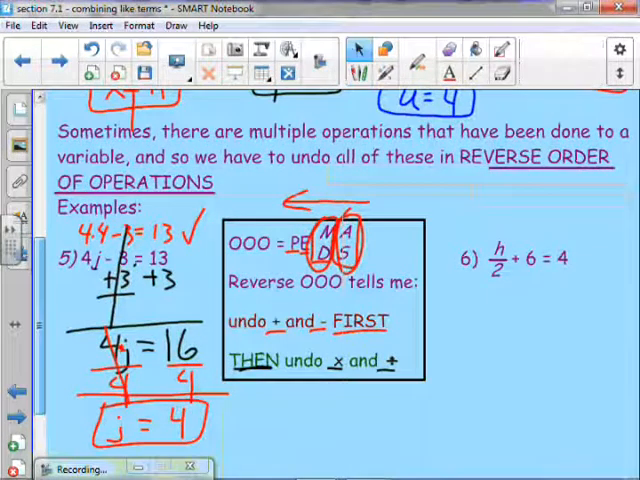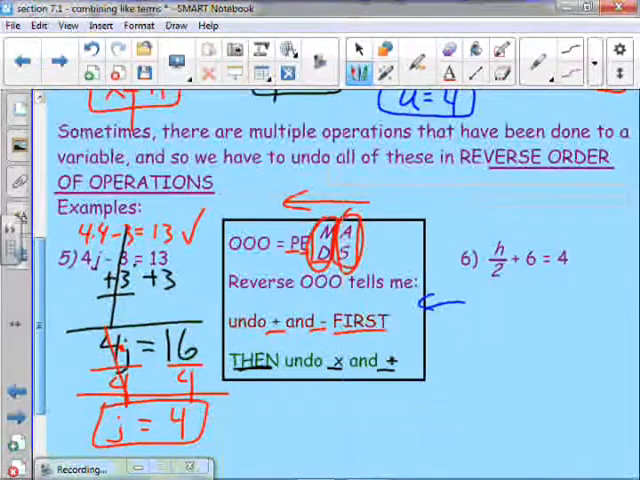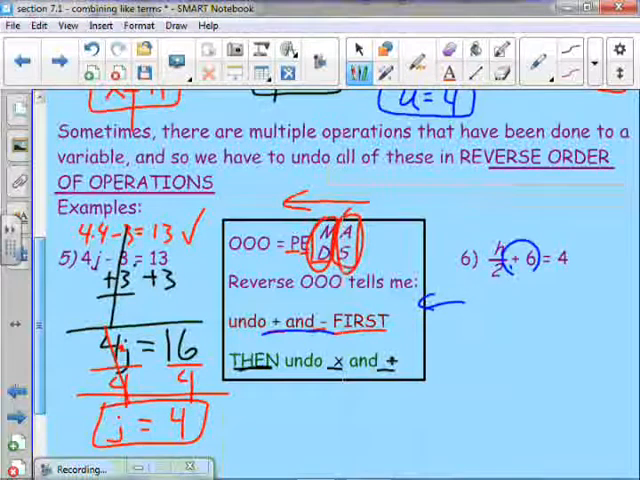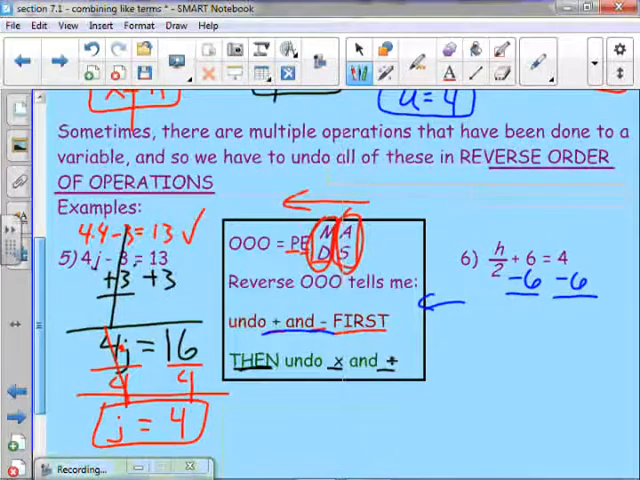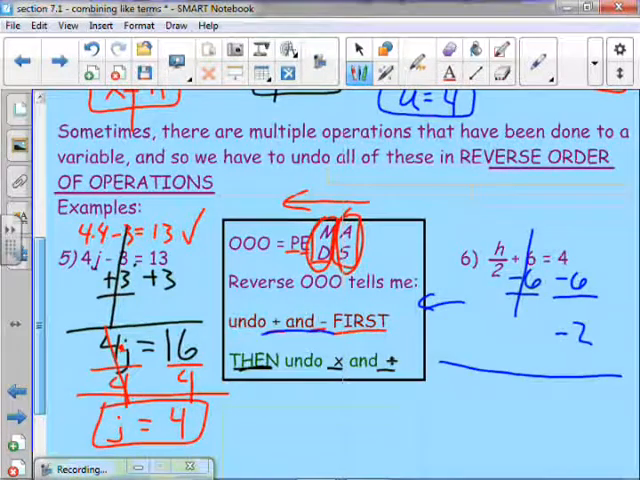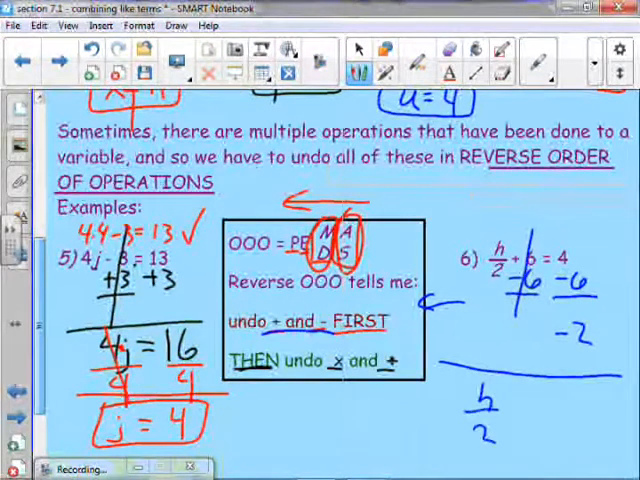Now let's do this next one. Once again, I look over here. It tells me to do addition and subtraction first, or to undo those first. So I will undo this addition right over here. And the way I undo that is by doing subtraction. Subtract 6 from both sides. 6 minus 6 is 0. 4 minus 6 is negative 2. Now I will rewrite my equation. I have h divided by 2 equals negative 2.